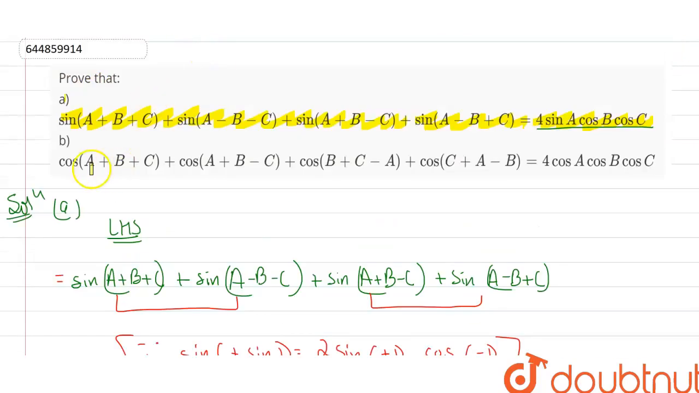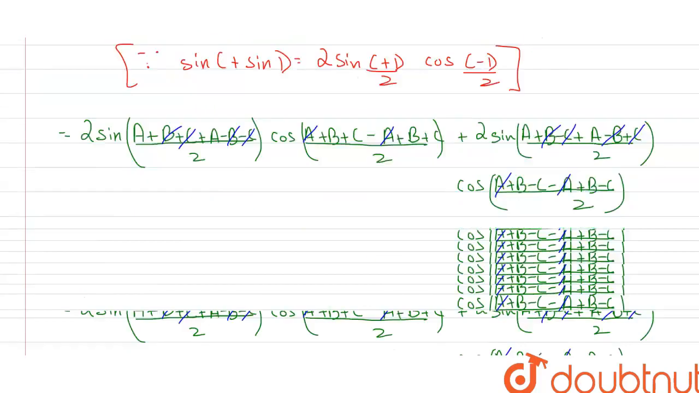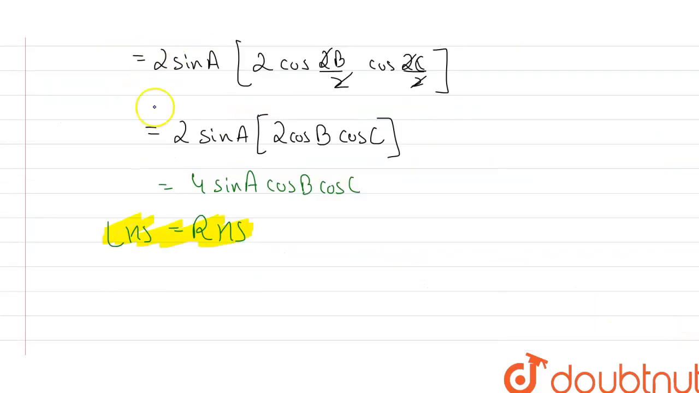Right, now we will move to the second part, which is cos of A plus B plus C plus cos of A plus B minus C plus cos of B plus C minus A plus cos of C plus A minus B. Again we will do the same steps here. So I'm writing the second part here, and I can write the same statements here.